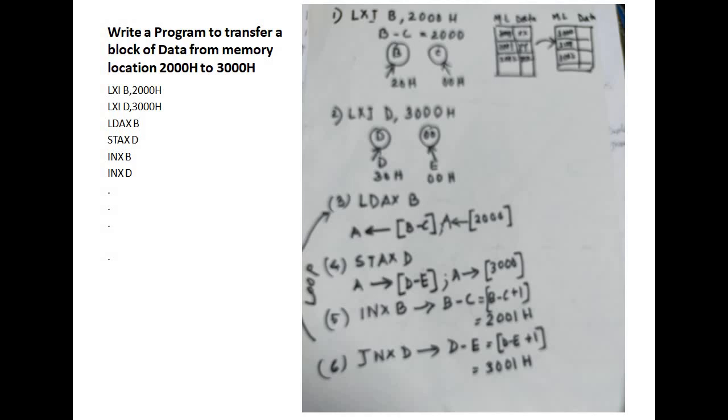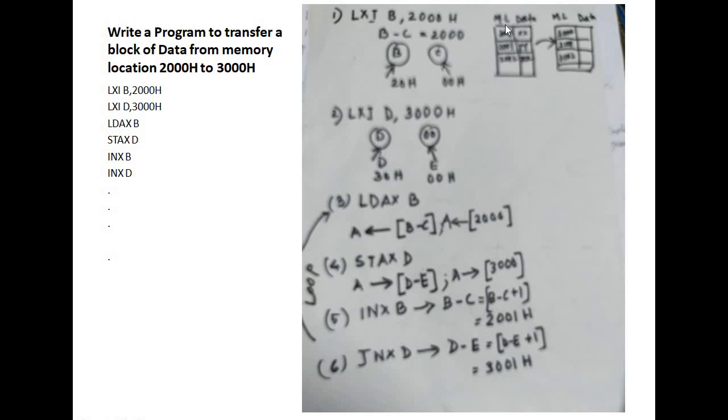For now, program done. Now if I ask you to write a program to transfer a block of data from memory location 2000H to 3000H, this picture is not clear. This is memory location 2000, this is 2001, this is 2002, this is memory location 3000, this is memory location 3001, this is memory location 3002.